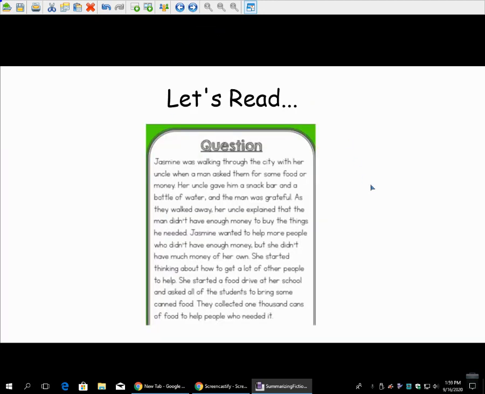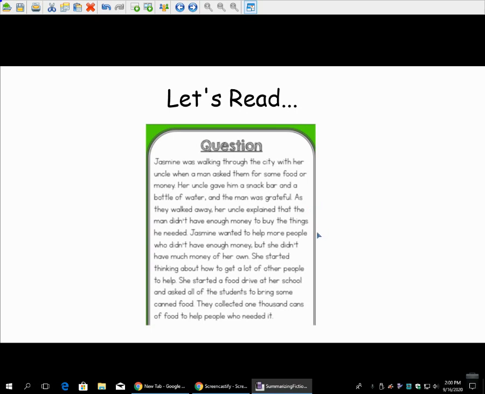All right, so let's read here. I have a selection about a character named Jasmine. As you're following along, make sure you're listening carefully. Jasmine was walking through the city with her uncle when a man asked them for some food or money. Her uncle gave him a snack bar and a bottle of water, and the man was grateful. As they walked away, her uncle explained that the man didn't have enough money to buy the things he needed.